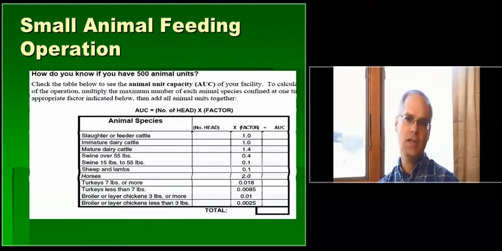Now keep in mind, these may change in the future, and they may even regulate smaller operations. At this point, we're at the 500 animal units.